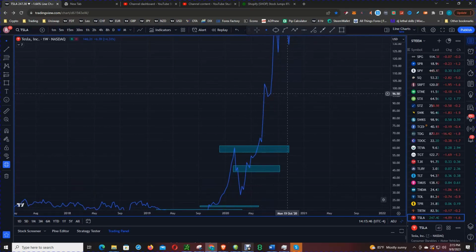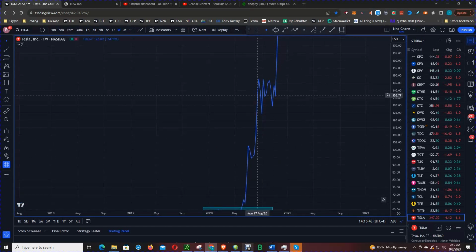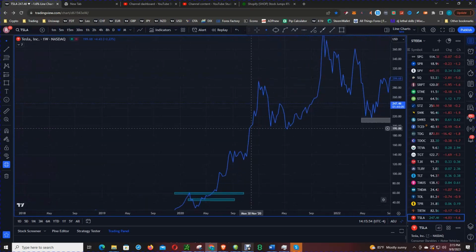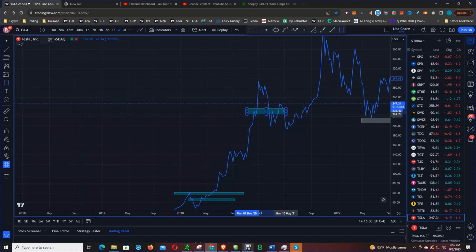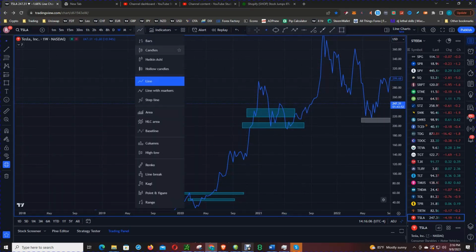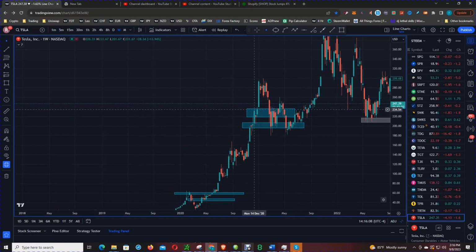Rally, base, rally. Too much trading here. Got two of them here, rally, base, rally, base, rally. All right, I would say both of them did not work out.